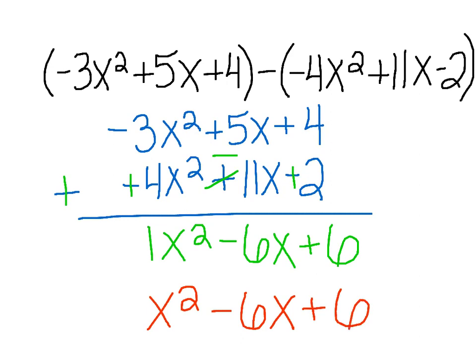If you got this answer, then I think you understand how to subtract polynomials. Just remember, step 1, take that negative sign and distribute it. Rewrite the problem as an addition problem. Then, step 2, once you've done that, you can add the polynomials the way that we learned how to add, by combining like terms.